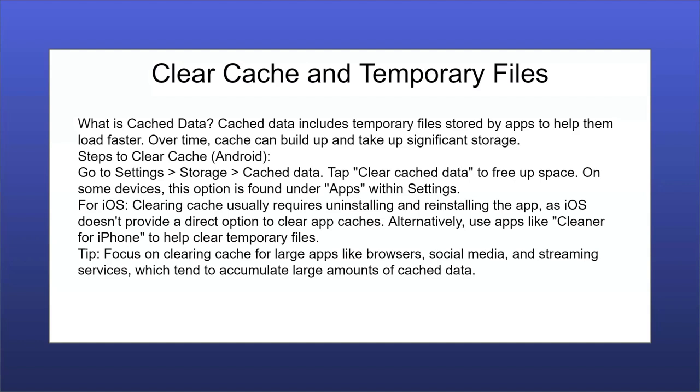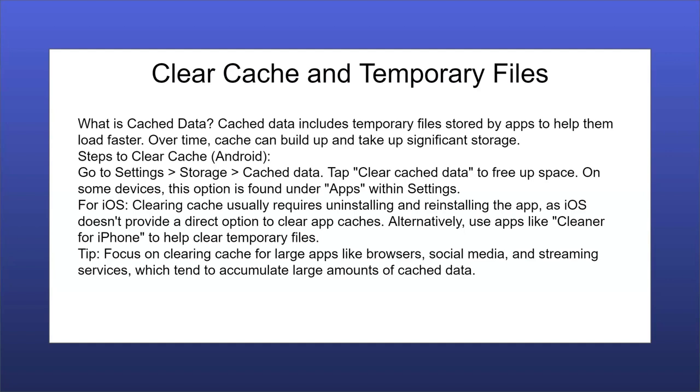So this is how to clear cache on Android. Go to settings, storage, and cache data. Tap clear cache data to free up space. On some devices, this option is usually found under apps within settings. And in iOS, clearing cache usually requires uninstalling and reinstalling the app, as iOS doesn't provide a direct option to clear app caches. Alternatively, use apps like Cleaner for iPhone to help clear temporary files.